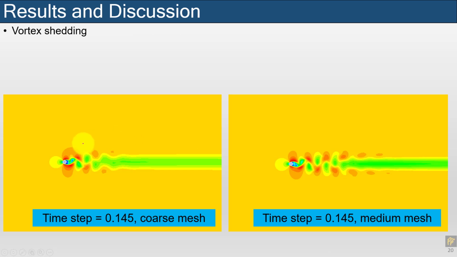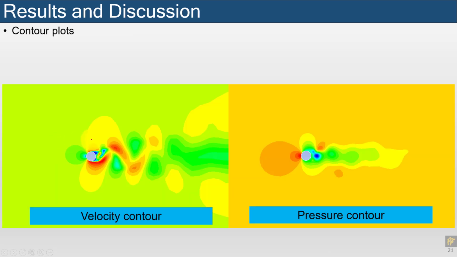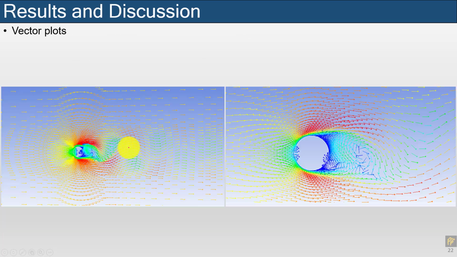Okay, so these are some vortex shedding plots, and some animations are also given over here. This is the behavior of the velocity vectors. You can see this is a zoomed view.